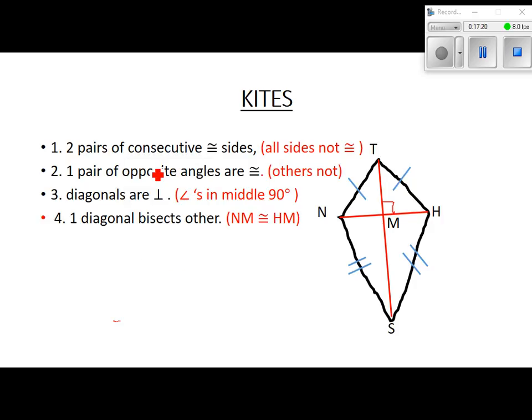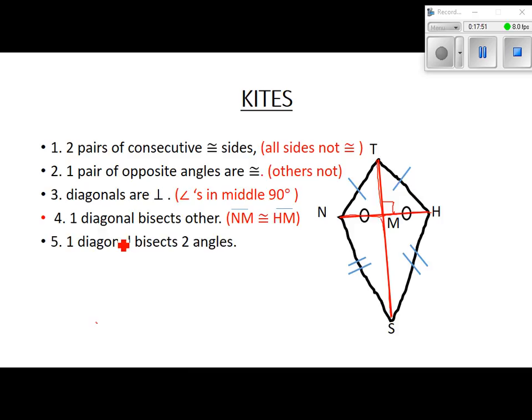Next, one diagonal bisects the other one. Only one of them bisects the other one. In a parallelogram, the diagonals bisect each other. In this one, only one of them bisects. And if we look at this, segment TM doesn't look to be the same length as segment MS because they're not in a kite. But the other 2, NM and MH, look like they are equal. And those are the 2 that have to be congruent to each other.